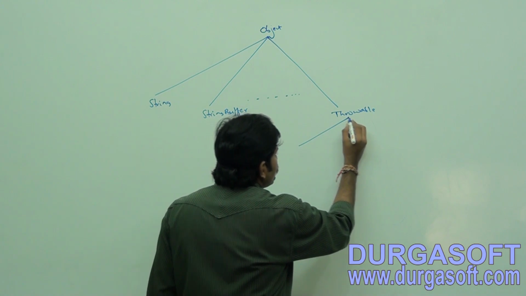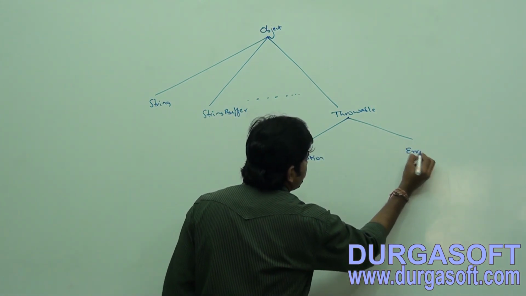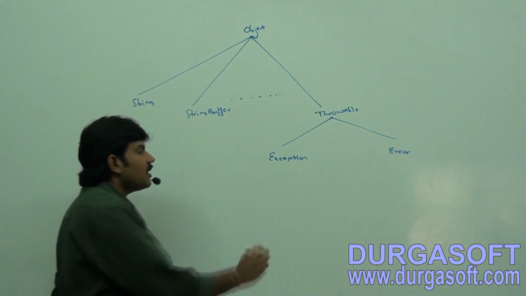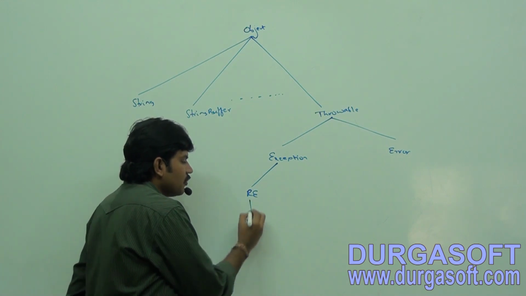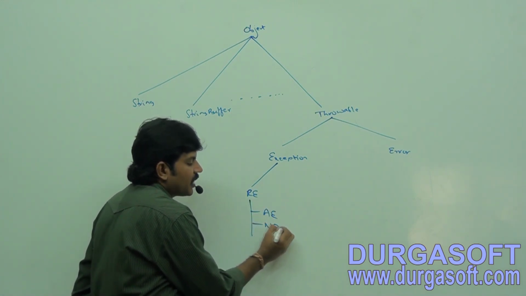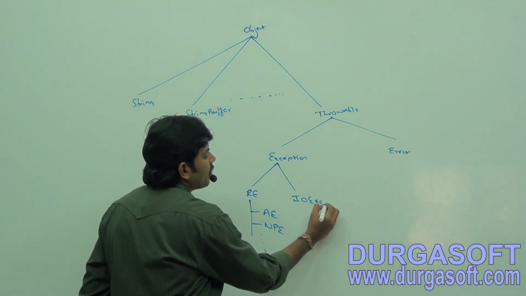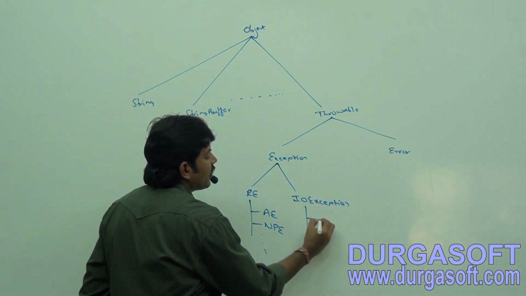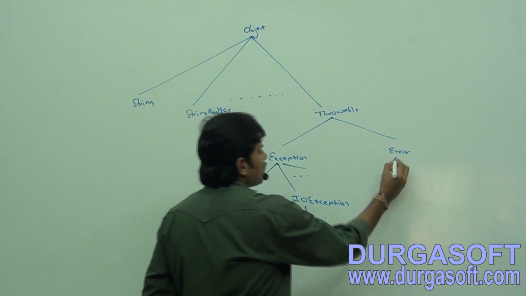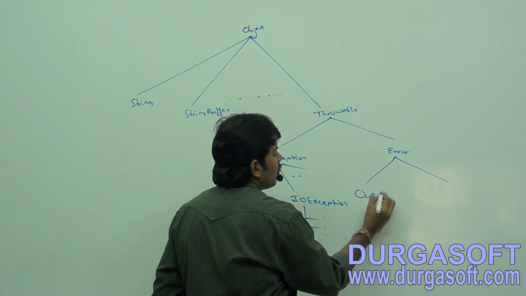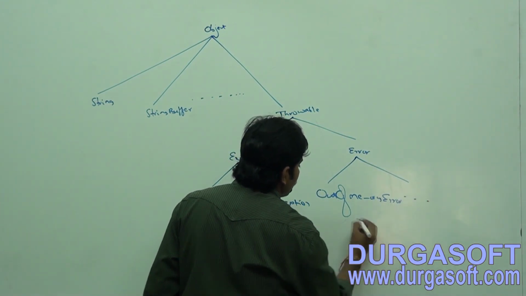Throwable class contains two child classes. The first one is Exception, and the second one is nothing but Error. Under Exception also, do you know RuntimeException, for that ArithmeticException, NullPointerException, and next IOException, have you remembered? There are several child classes. Error also has several child classes, like OutOfMemoryError.